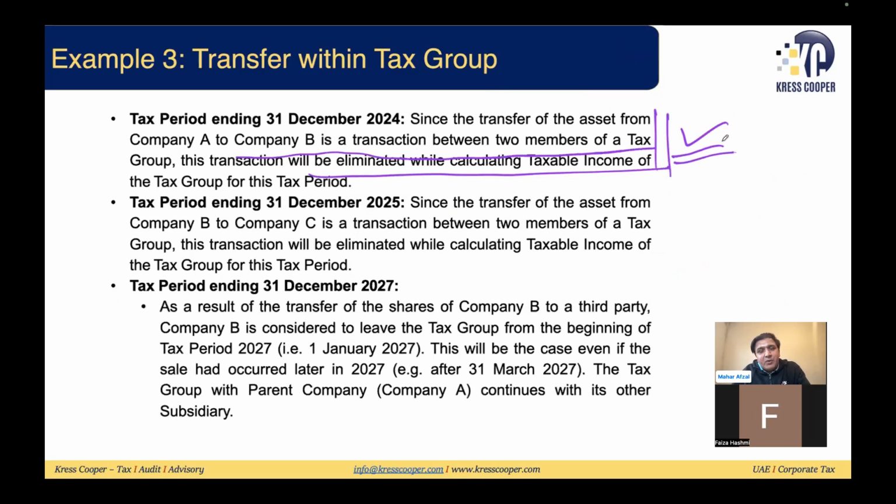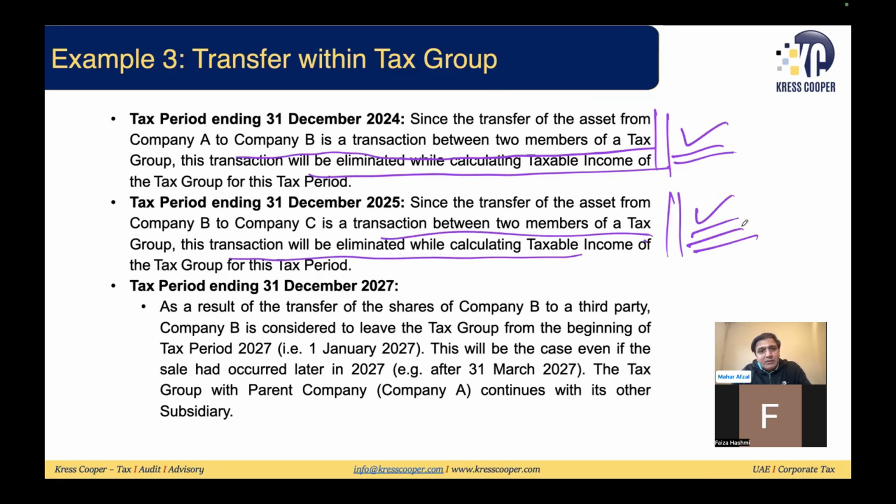Second, even though the asset has been transferred by B to C within 2 years from the date of the initial transfer, they are part of the tax group, so this transaction will be eliminated as well. Since the transfer of the asset from B to C is a transaction between two members of a tax group, the transaction will be eliminated to calculate the taxable income, which is very fine.